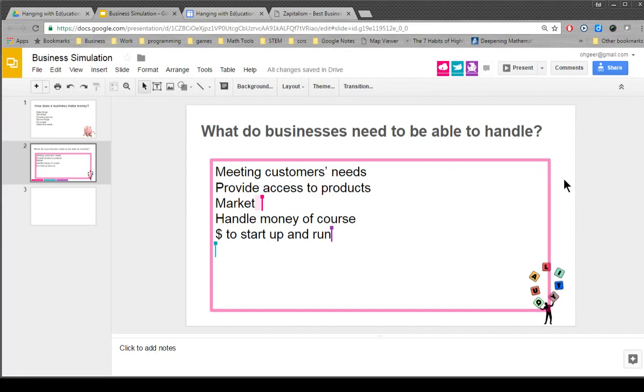Oh, money to start up and run. I like that. Dealing with staff. Oh man, is that a headache sometimes, right? Handle money, of course. Yep, money coming in, money going out. I love that list. And what we're going to experience in the game called Zapitalism is a lead up, a nice lead up to get people interested into all the different aspects that we're listing here.